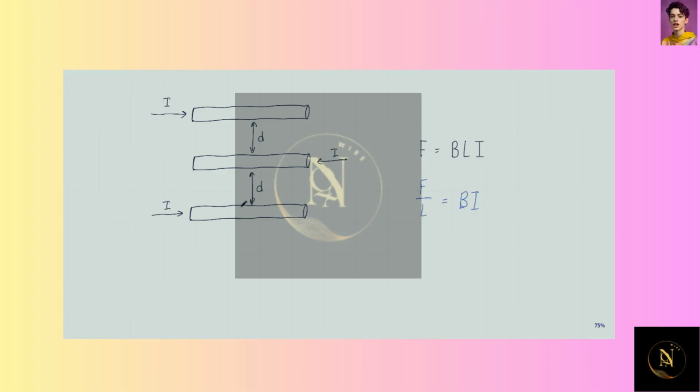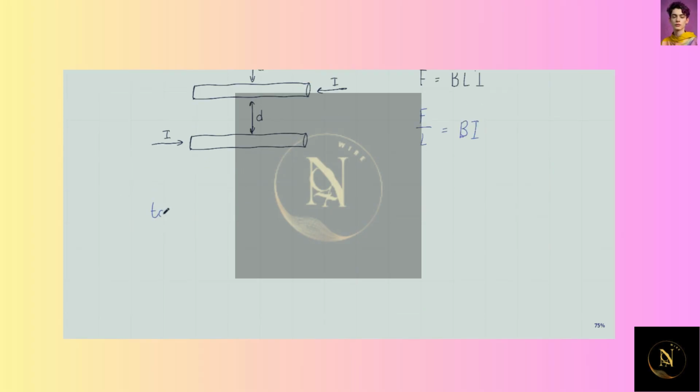So let's start with the top wire. Now for the top wire, we know F over L is B times I. But we can write B as mu naught I over 2 pi r. So this becomes mu naught I squared over 2 pi. Now there's a force acting on the top wire due to the middle and the bottom wires. So we also know that two parallel conductors carrying current in the same direction will attract each other, whilst parallel conductors carrying currents in opposite directions will repel each other.